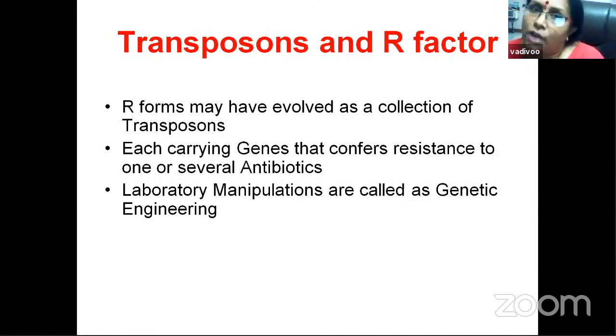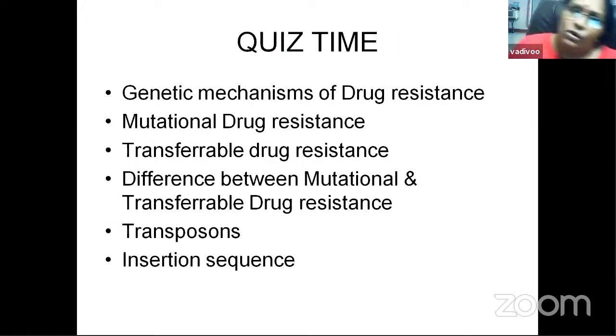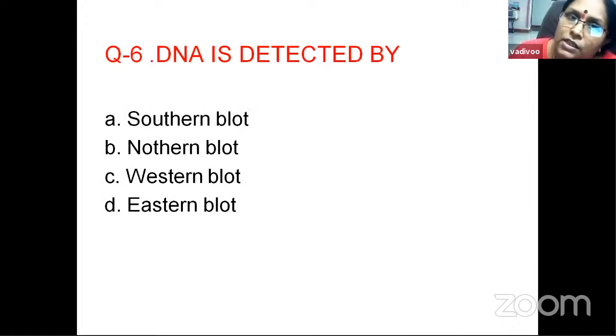So transposons and R factors may have evolved as a collection of transposons, each carrying genes that confer resistance to one or several antibiotics. So this laboratory manipulation has led to genetic engineering. Now, these are the things you have to remember: genetic mechanism of drug resistance, what is mutational drug resistance, what is transferable drug resistance, what are the differences between mutational and transferable drug resistance, which is a potential threat, then what are transposons, and what are insertion sequences.